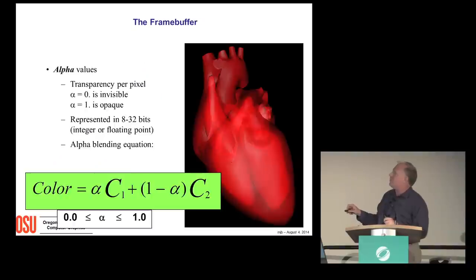Another thing frame buffers are capable of doing is storing a transparency value. It's called alpha for no good reason. It's just that the first person to write the paper on it used this equation, which is just a blending equation. And they used alpha, and so now it's called alpha blending. But we use it a lot. It's used a lot in scientific visualization. Here's a human heart where the outside is done translucently, so you can see what's on the inside. It's really just a blending process.